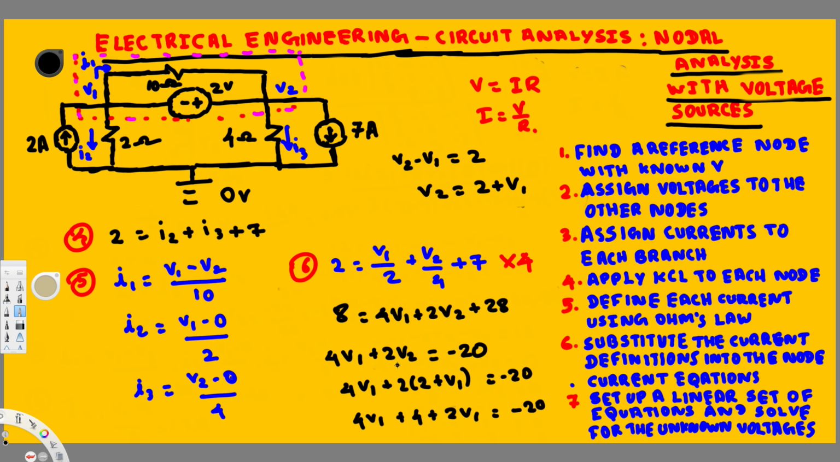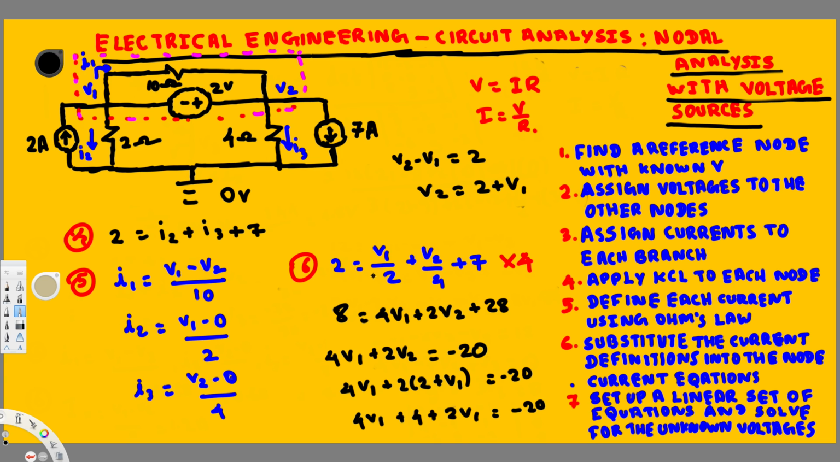So first we have this is v1 over 2, right? So 4v1, 2v2 is equal to minus 20. Okay, let's check whether our previous solution is correct.